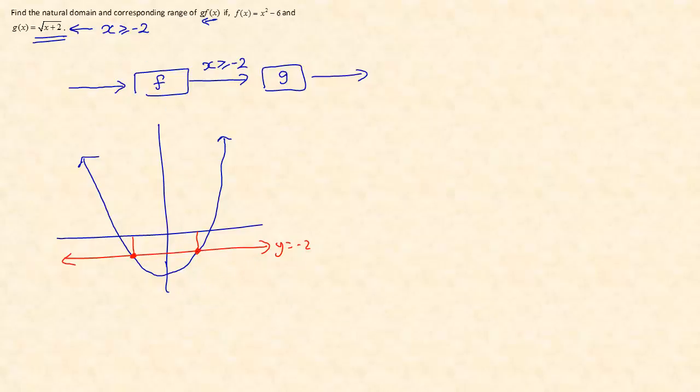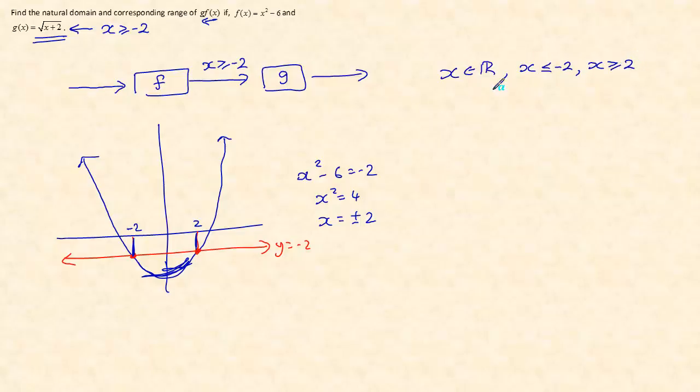So let's think about x squared minus 6 being equal to negative 2. That gives me x squared is equal to 4. So x is going to be positive or negative 2. So this is negative 2, this is 2. We can't have our input in between here because that will result in numbers down here which are less than negative 2. So we can say we can have real values provided that x is less than or equal to negative 2 or x is greater than or equal to 2.